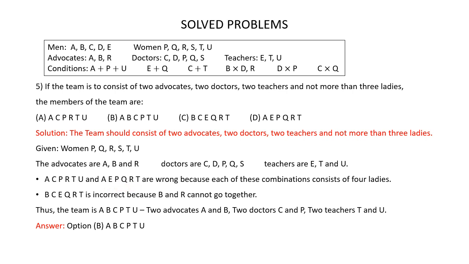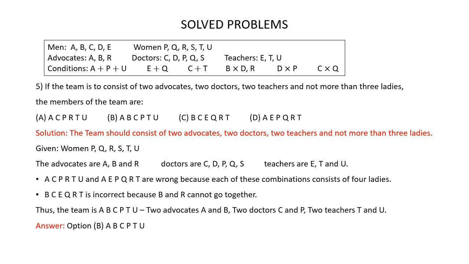Now the answer option BCEQRT is also incorrect because according to the given condition, we know that B and R cannot go together. Now we are left with only option B, A, B, C, P, T, U.